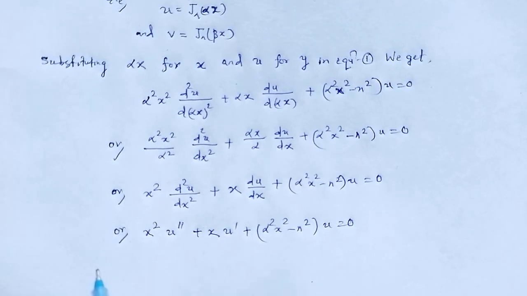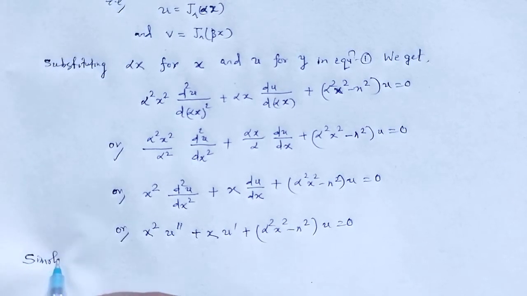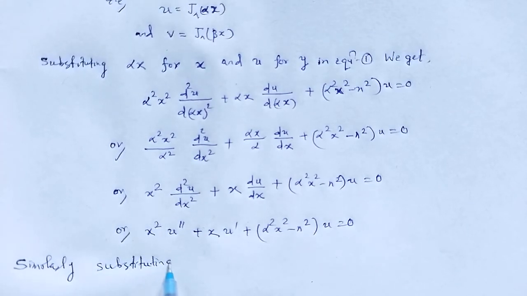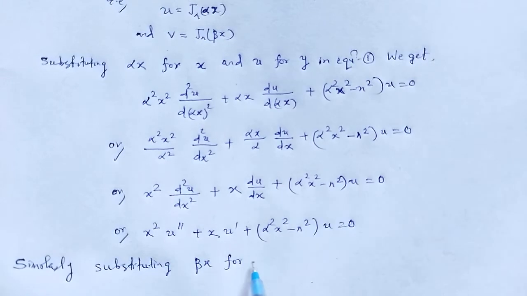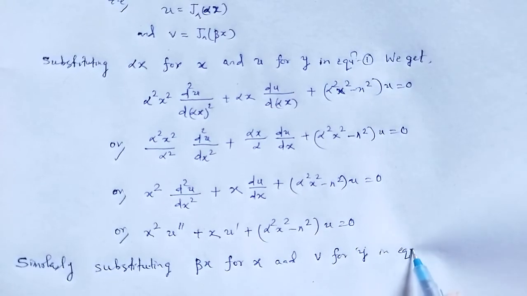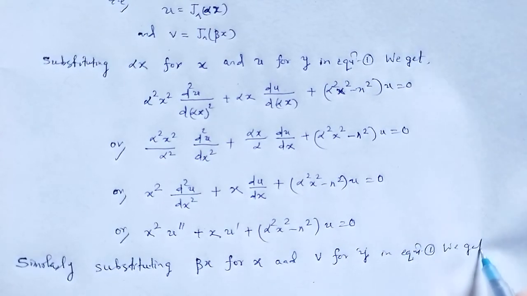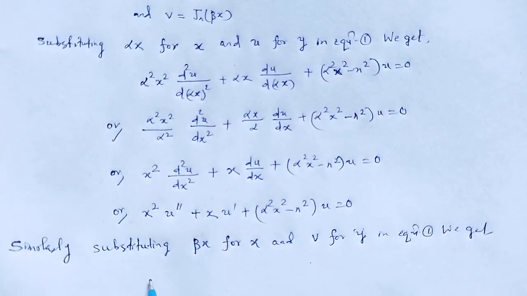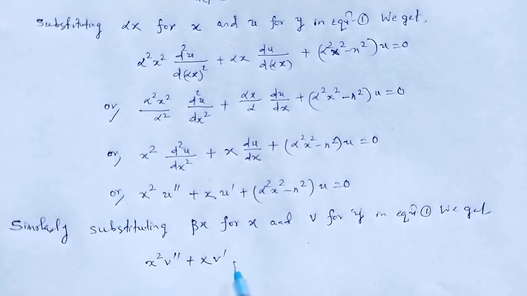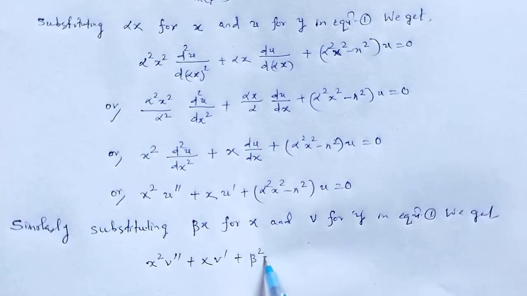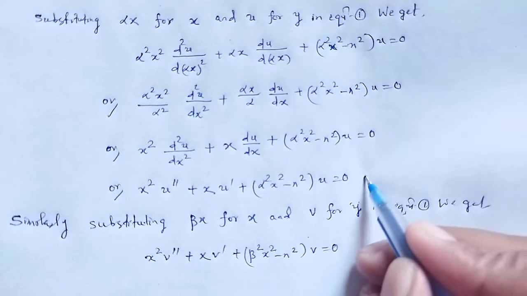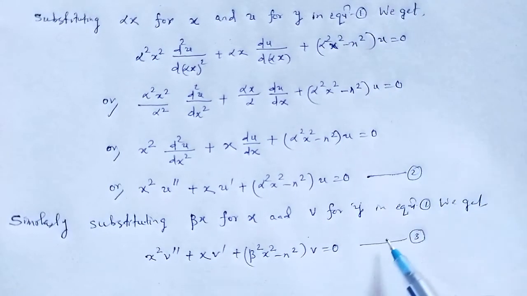Similarly, substituting beta x for x and v for y in equation number 1, in a similar way we can write x square v double dash plus x v single dash plus (beta square x square minus n square) into v is equal to 0. Let this be equation number 2, and this be equation number 3.